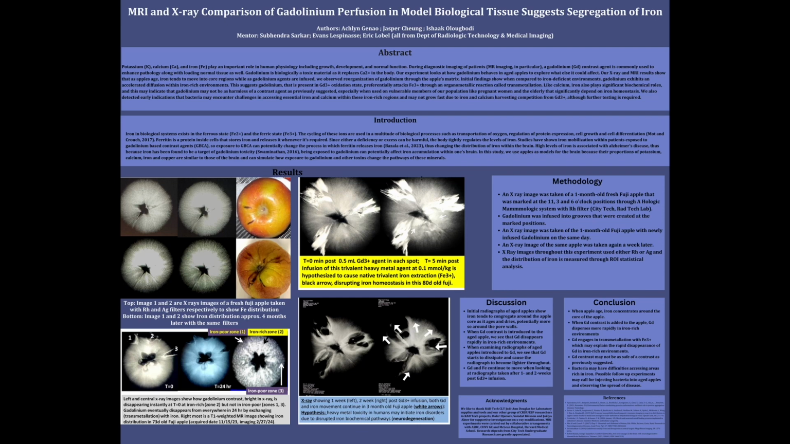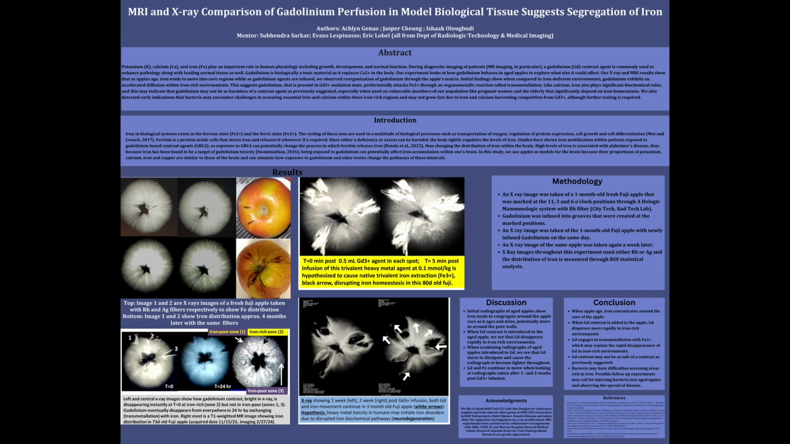5 milliliters of gadolinium contrast was added to each well, and radiographs were taken using a Hologic mammography system. Additional radiographs were taken 24 hours later, 1 week later, and 2 weeks later. Throughout this time, the apples were left undisturbed. We used ROI statistical analysis to measure the distribution of iron. As the apple was not moved, we can ensure that the region measured was the same for every image of the apple.